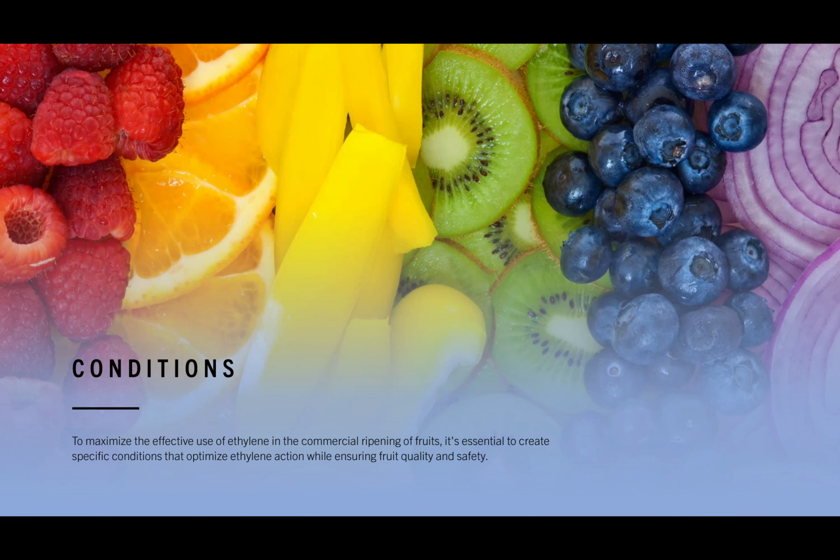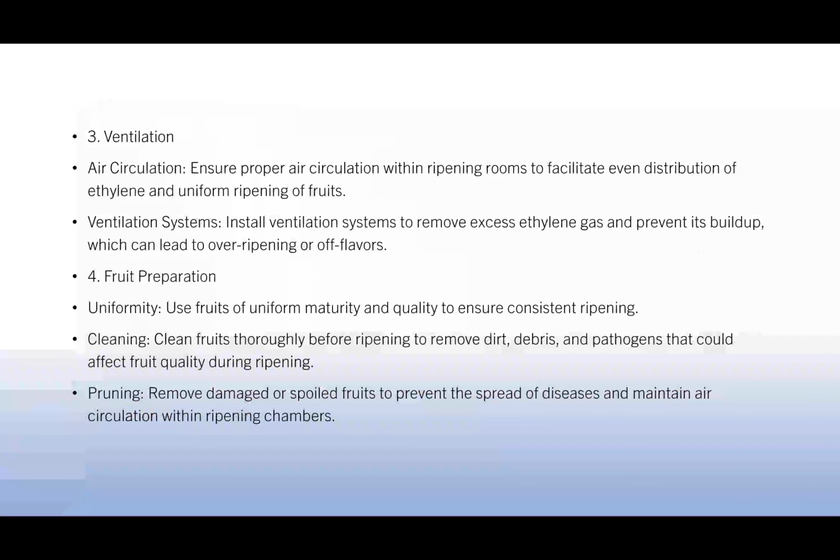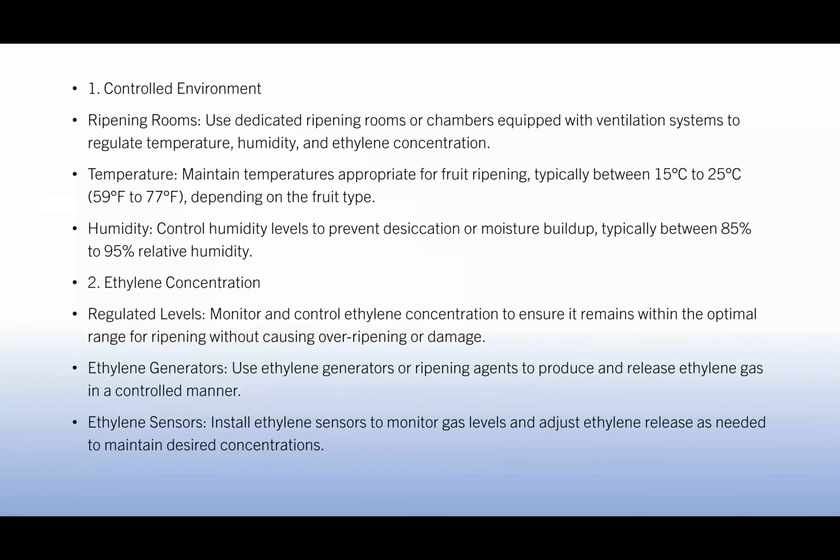So what are the major conditions that we use for ethylene in commercial ripening of fruits? What are they? Looking at generally these. This is just a lot of information, by the way.